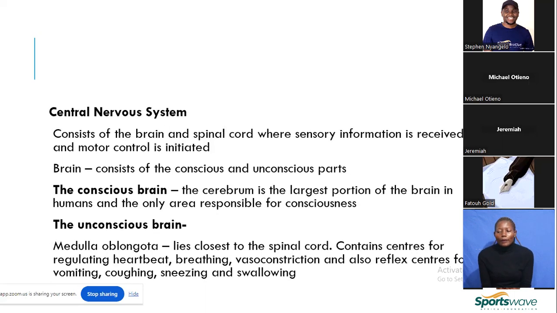Again, it's important to know we have 2 divisions: the central nervous system and the PNS, the peripheral nervous system. In the central nervous system, we have the conscious brain and the unconscious brain. In the unconscious brain, I want to itemize the medulla oblongata. Just note that it contains centers for regulating heartbeat, breathing, and all that.